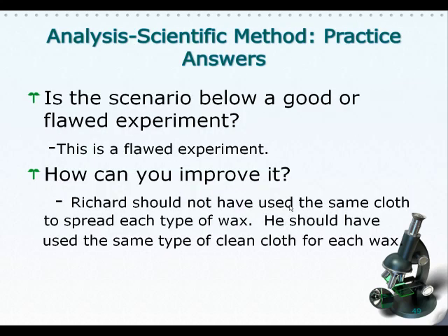Here are your answers. Is the scenario below a good or flawed experiment? It is a flawed experiment because he introduced too many variables. How can you improve it? Richard should not have used the same cloth to spread each type of wax. He should have used the same type of clean cloth for each wax.